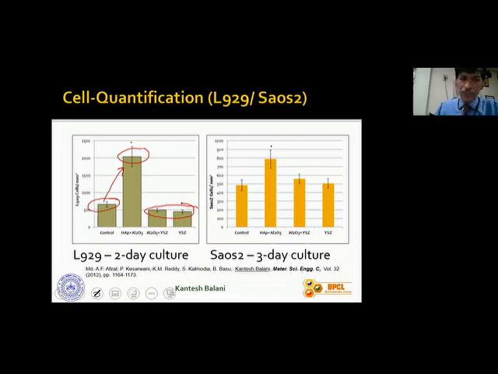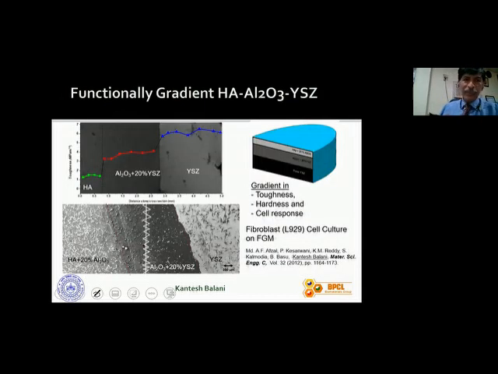So whether we took L-929 fibroblast or SaOS2 osteoblast cells, this is the trend; you can automatically compare. It means that hydroxyapatite is biocompatible, and I'm losing out on the biocompatibility on the other ones, but I'm not expecting that from them. I just want them to be tough. But in summary, we could get graded toughness.